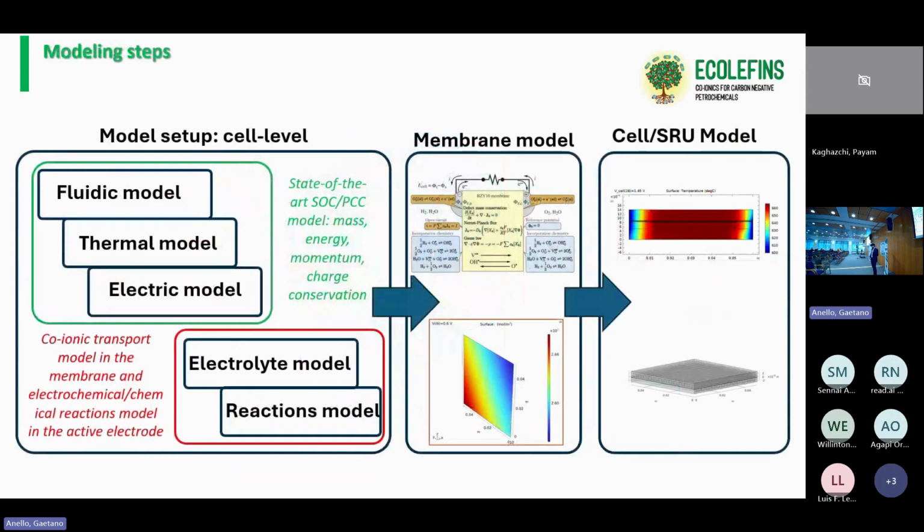So basically the idea of the model is that from a fluidic, thermal, and in general electric point of view it is very state of the art, typical of a solid oxide cell or a PEM. What changes mostly is the electrolyte model, which differs from the state of the art, which usually just considers the specific resistance. And also the reactions model, because at the electrode we will consider all of the electrochemical and chemical production of the different byproducts.